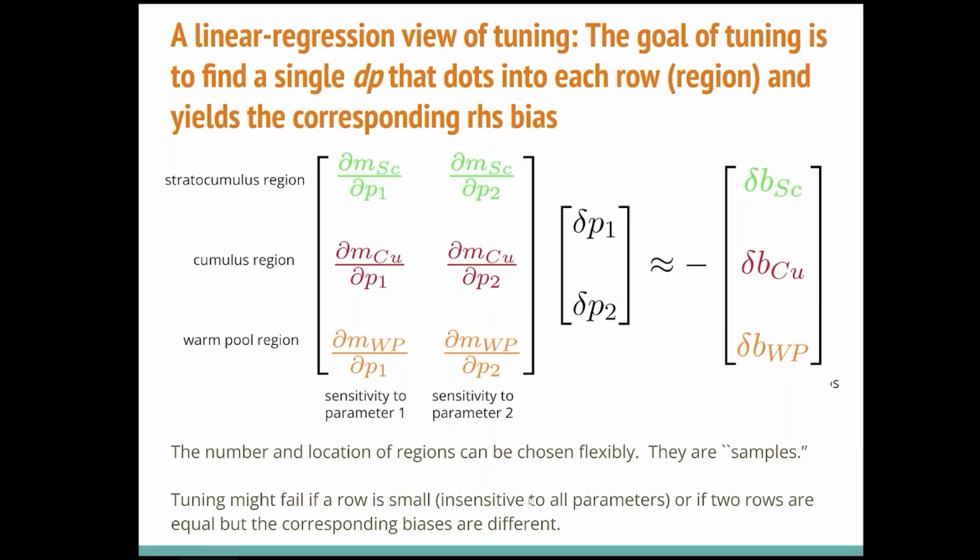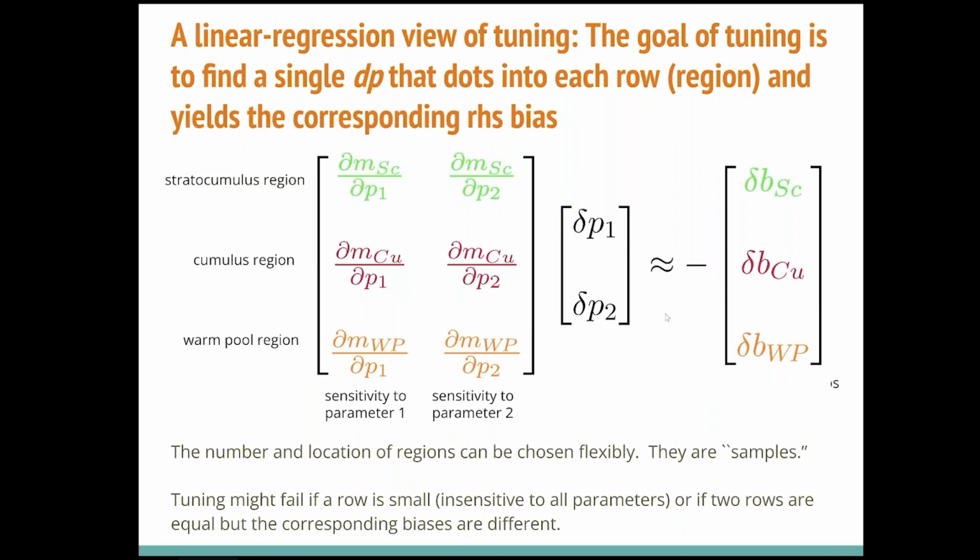So we treat each row as a sample, like you might sample in statistics. Now you can kind of see why things might go awry. For instance, suppose this top row here is zeros. So in other words, in the stratocumulus region, there is no sensitivity to parameter P1 or P2. Then no matter how you tune these parameters, if you multiply them into this row, you're going to get 0. And if the bias is non-zero, well, you're never going to be able to match it. So that's a stubborn bias.